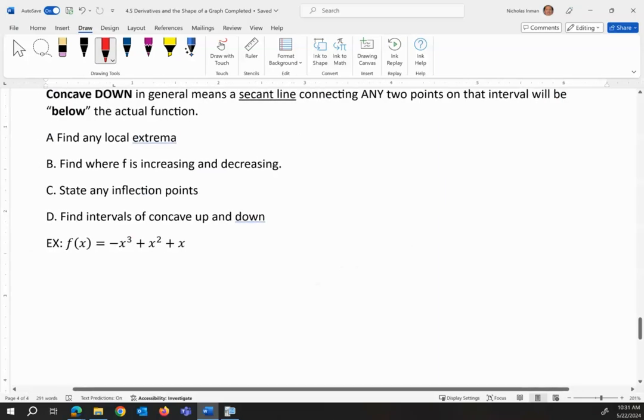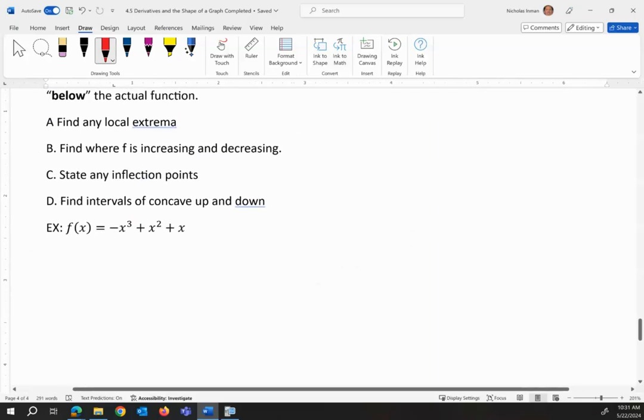Okay, so let's put all of it together on an example. All right, so f of x equals this thing. Step 1, let's find any and all extrema. So step 1, we find our first derivative.